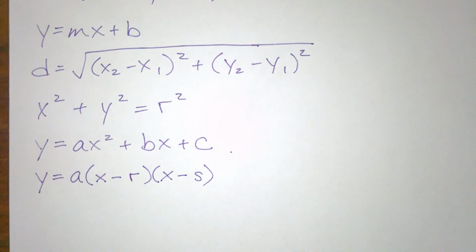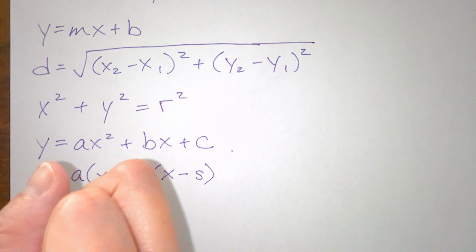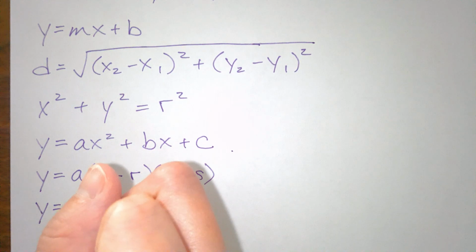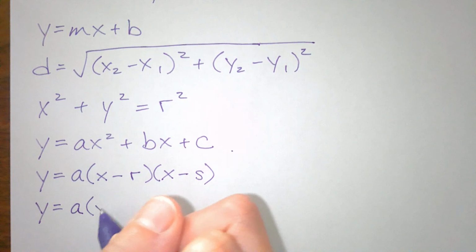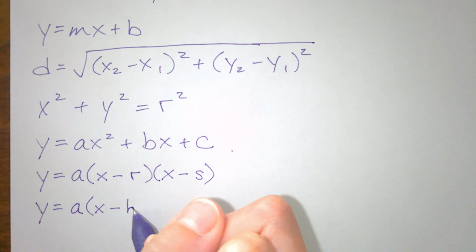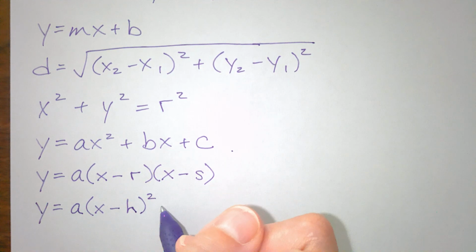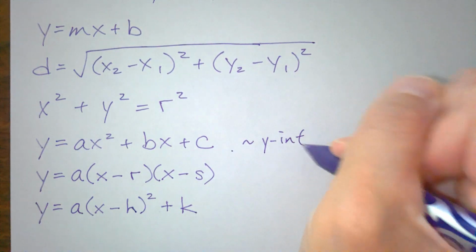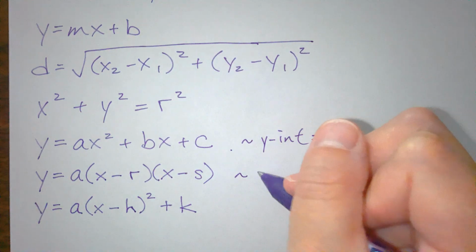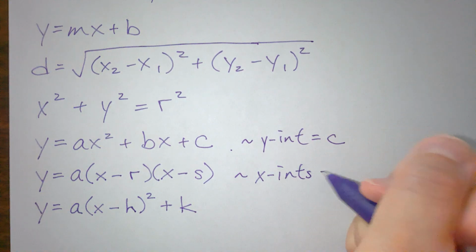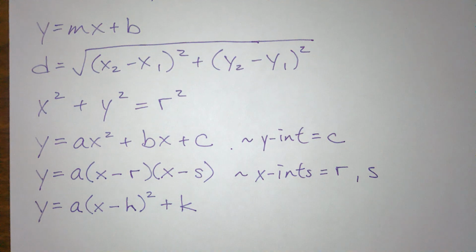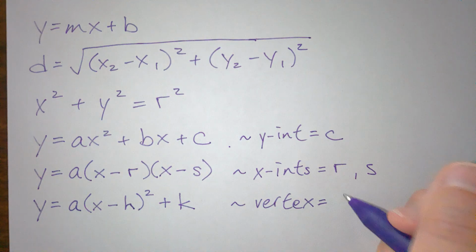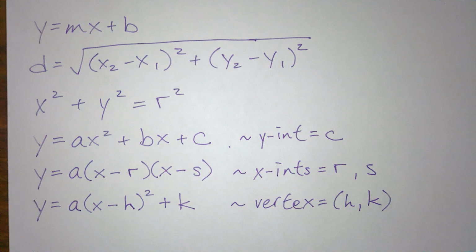Alright, and that tells you your x-intercepts. What about vertex form? Y equals a bracket x minus h, bracket squared plus k. Perfect. Okay, standard form tells you your y-intercept is c. Factored form tells you your x-intercepts are r and s. And vertex form tells you your vertex, which is h and k. Okay.